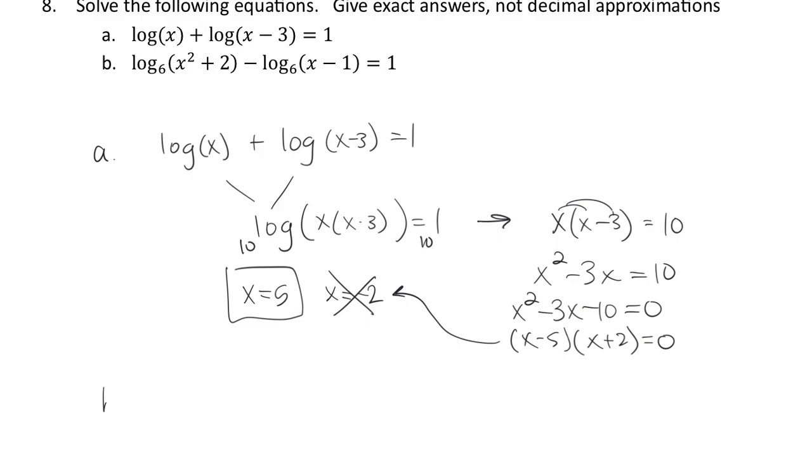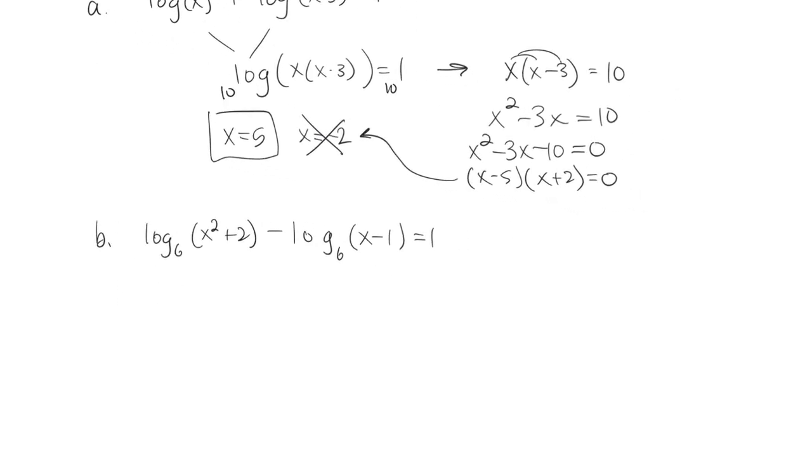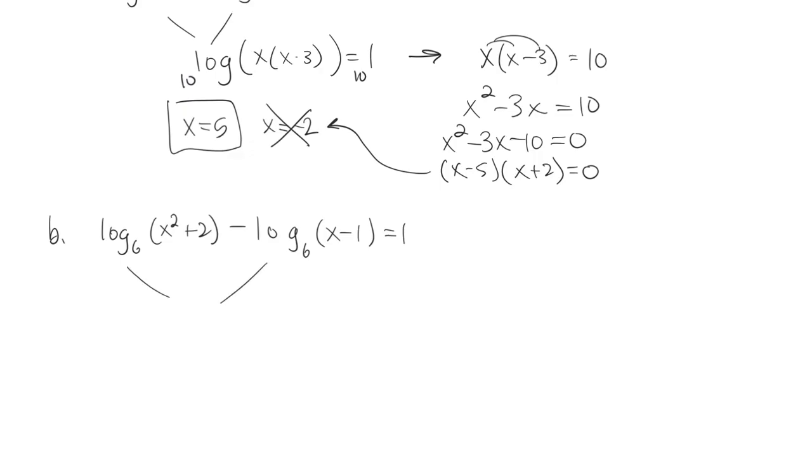In part B, it's going to be similar in that we have to combine the two logarithms into one. But now since there's a subtract between the two logarithms, we have to use the quotient rule. So if we combine these into one logarithm, base 6, we form a quotient with a numerator and a denominator. And then we can use base 6 to cancel the logarithm. So this leaves the rational expression.